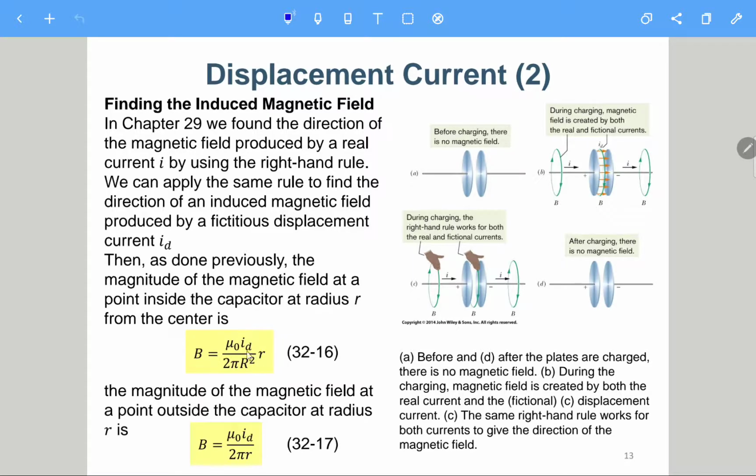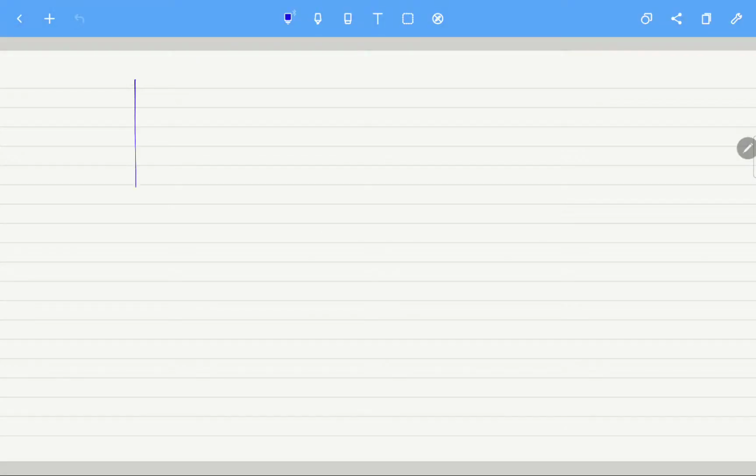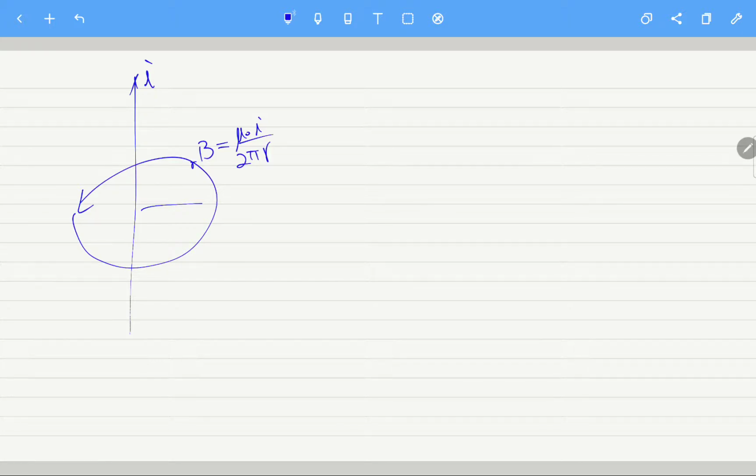So this is for another case. This case is different from that one. If you still remember this one, if we have a constant current, then the generated B field should be B equals mu naught I over 2 pi R. Actually, you can use the Biot-Savart law to really derive this one. If you don't remember, you can check back chapter 29.